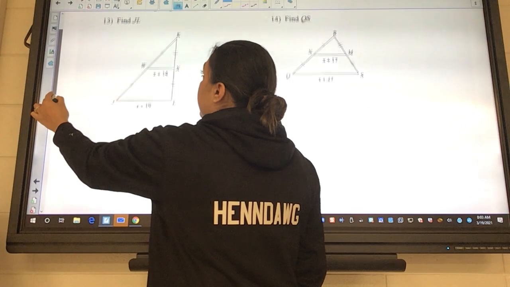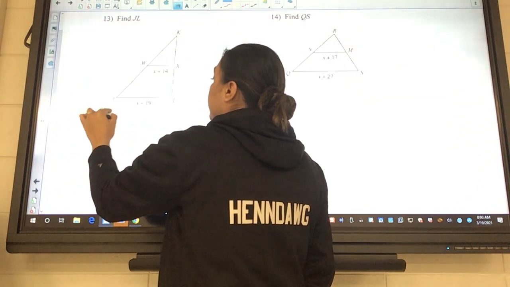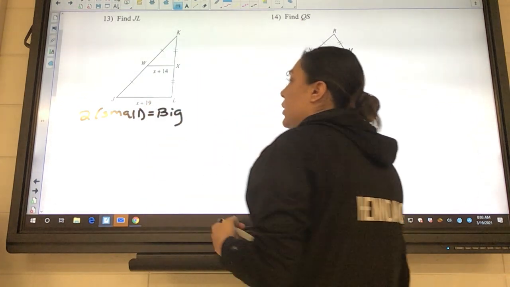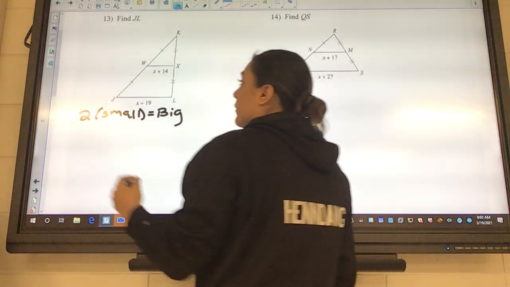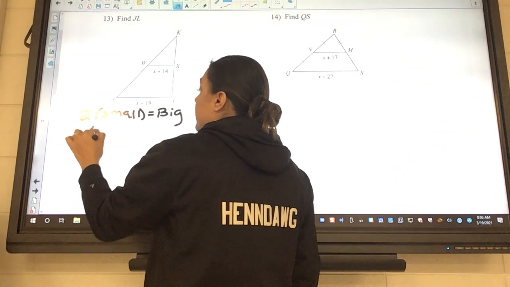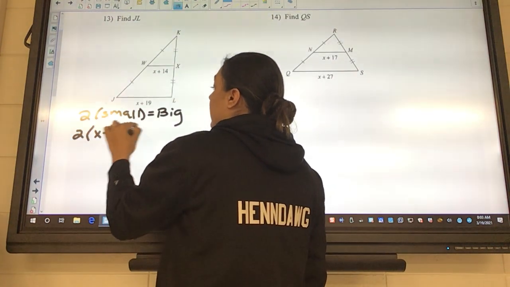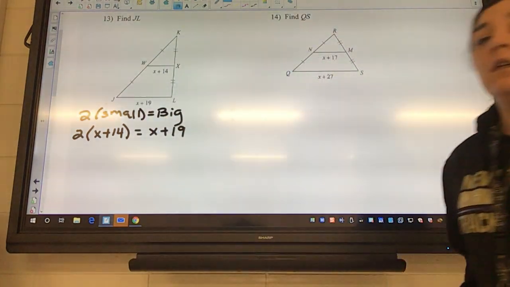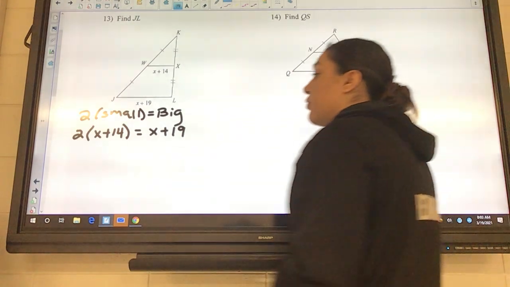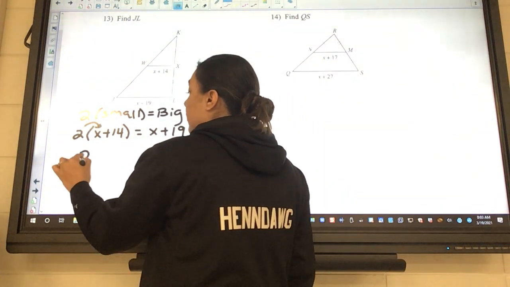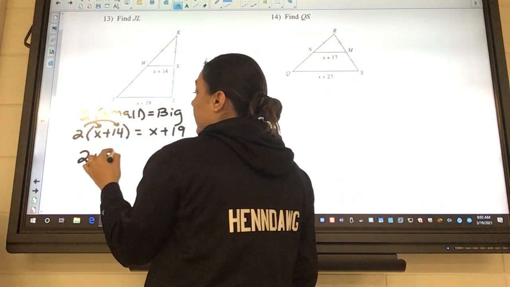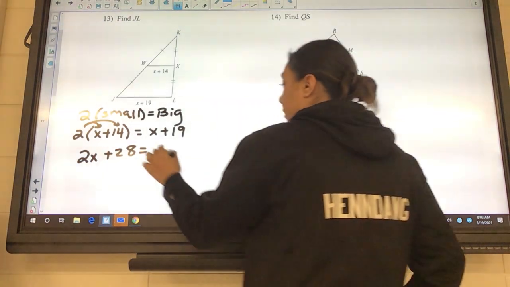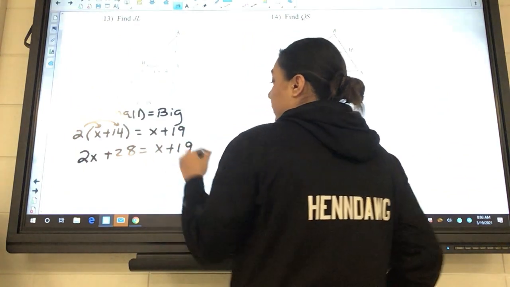So it's still going to be 2 times the small equals the big. Okay, and so which one is our small one? X plus 14. So you got 2 times x plus 14 equals our big one, which is x plus 19. Okay, we need to distribute. So 2 times x is 2x. 2 times 14 is going to be 28. And then on the other side, I still got x plus 19.